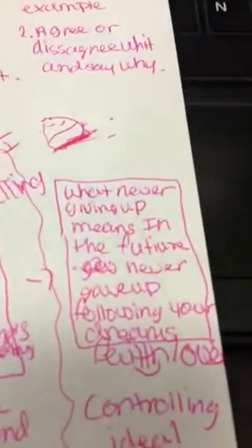The third and final part of evolution of a term is what never giving up might mean in the future. In her case, she decided that she's going to focus on never giving up on her dreams. So here it's sort of like a reflection or a wondering of how that term and its meaning will change in the future.